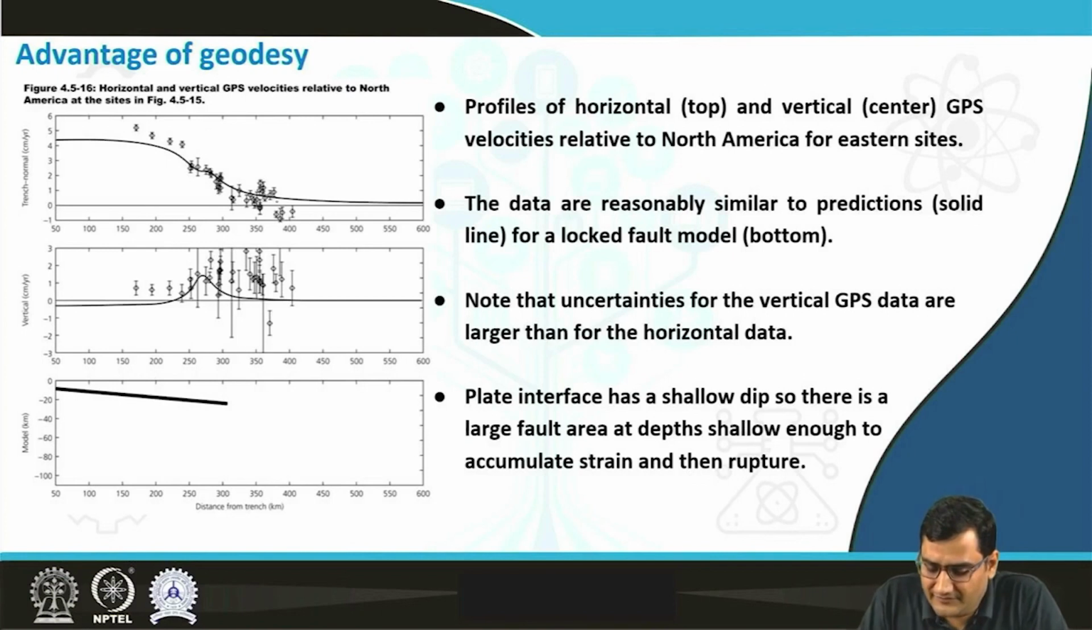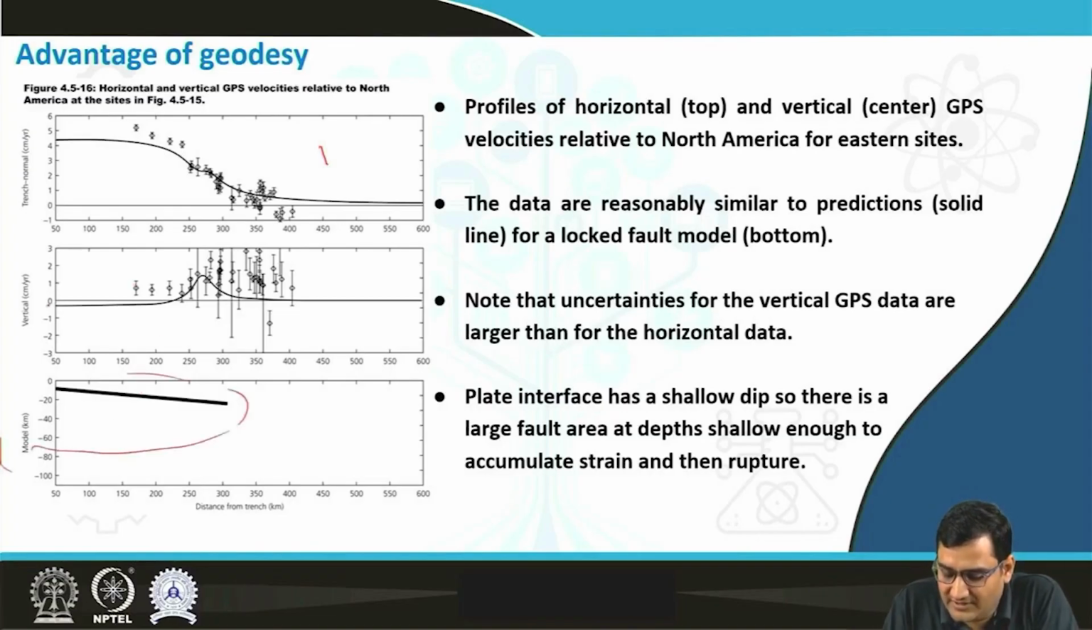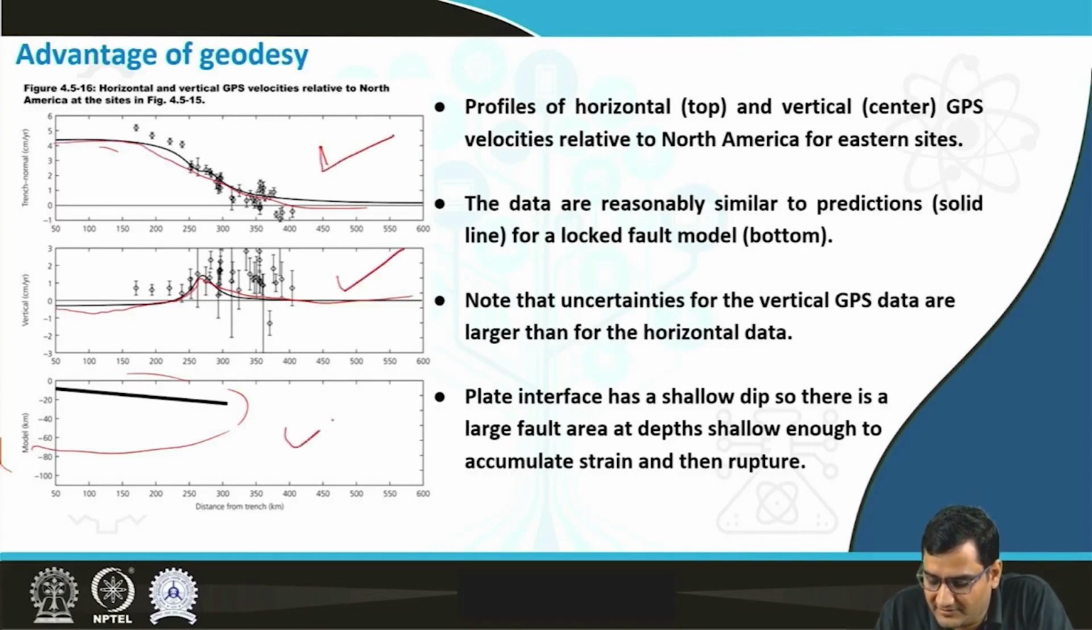Now look at this figure. Here we are showing the horizontal and the vertical GPS velocities relative to North America at the sites. And then you can see this is the model, for which the synthetic GPS motions for the vertical and the horizontal velocities are developed. These solid lines are the synthetic ones. This is the horizontal GPS velocity, this is the vertical GPS velocity, and this is the model.